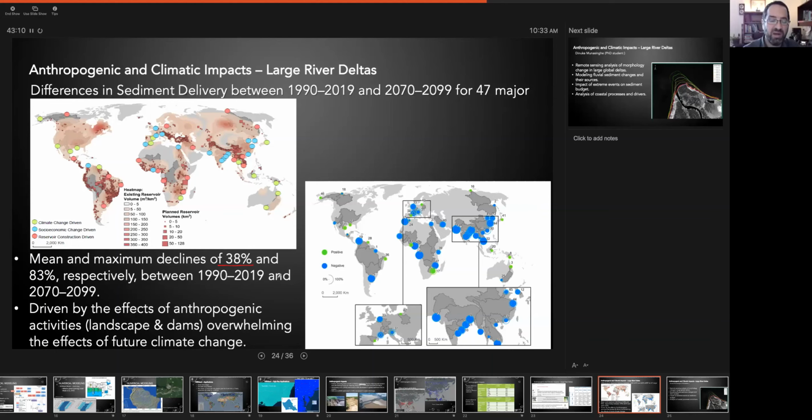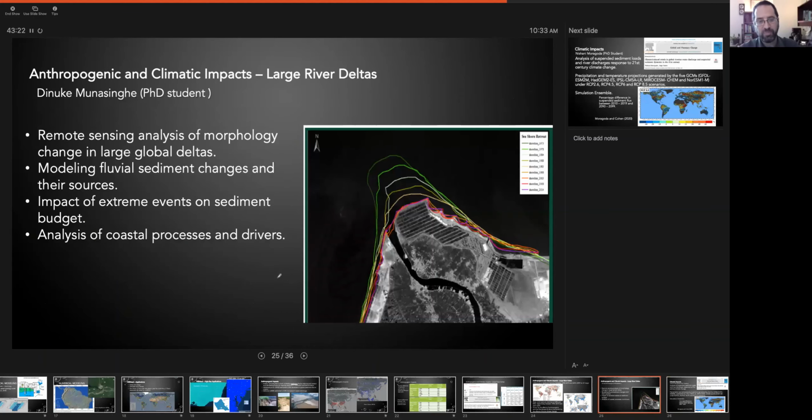That's a big prediction, because the deltas are very sensitive to the amount of sediment, as we said, and a reduction in sediment flux into deltas is bad news to a lot of these deltas. And building off that, this is a PhD project in my lab by Danuk Monashinge. And he's looking now at the next step, which is what is the actual impact of reducing sediment flux on deltas. So he's using remote sensing to actually map and quantify changes in the river delta morphology.